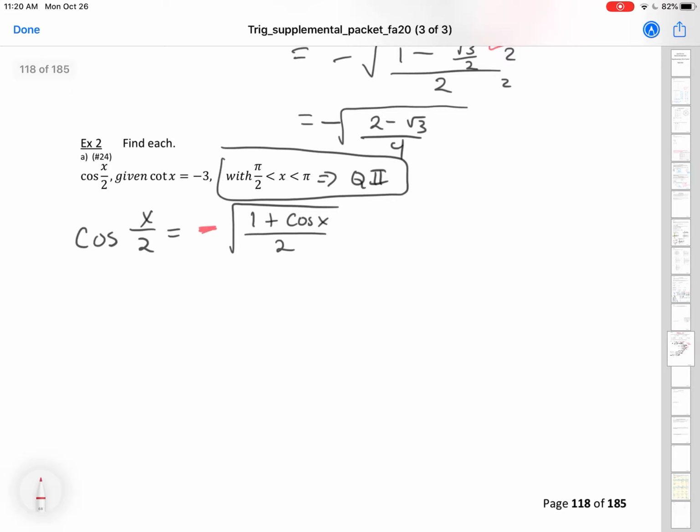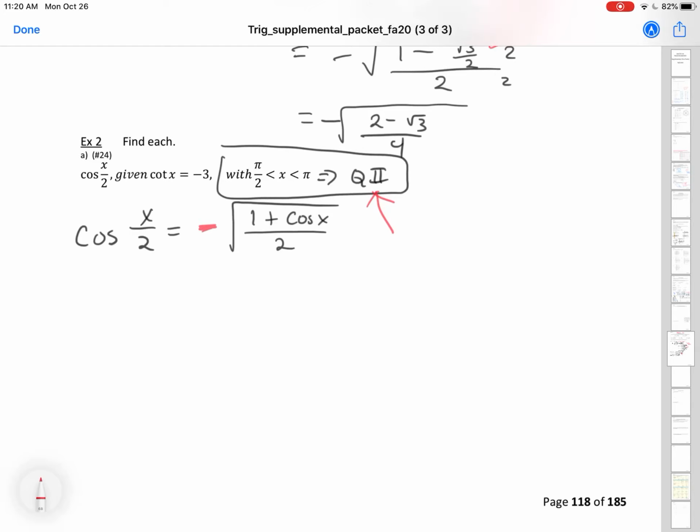I chose it to be negative. Why did you choose it to be negative? Because they told me it was in quadrant 2. And I say, oh, what's in quadrant 2? Well, x is. Are you taking the cosine of x? No, I'm taking the cosine of x over 2.